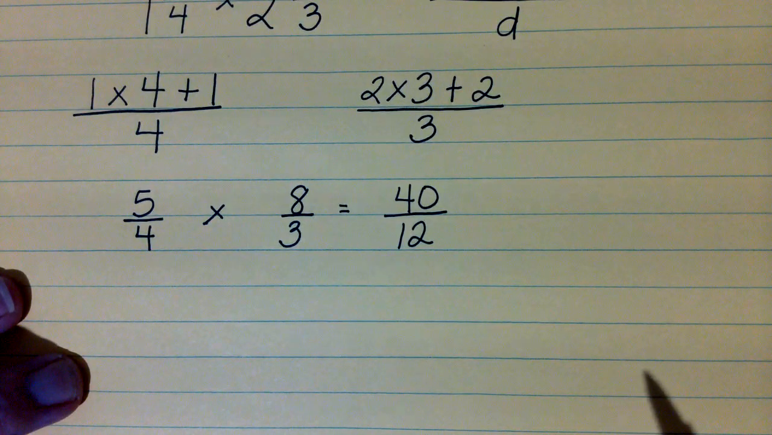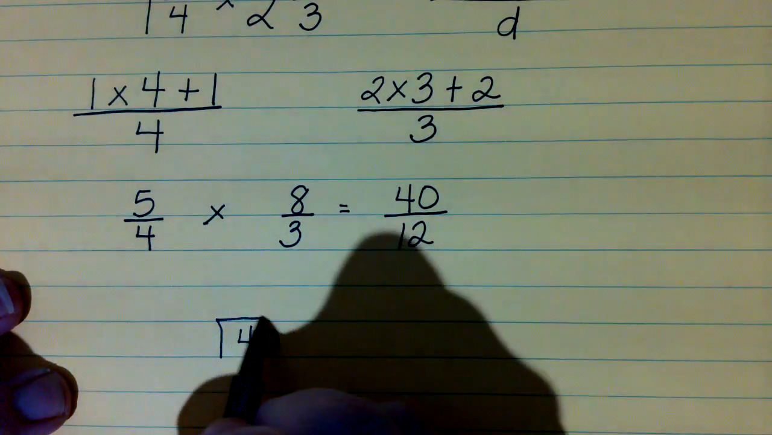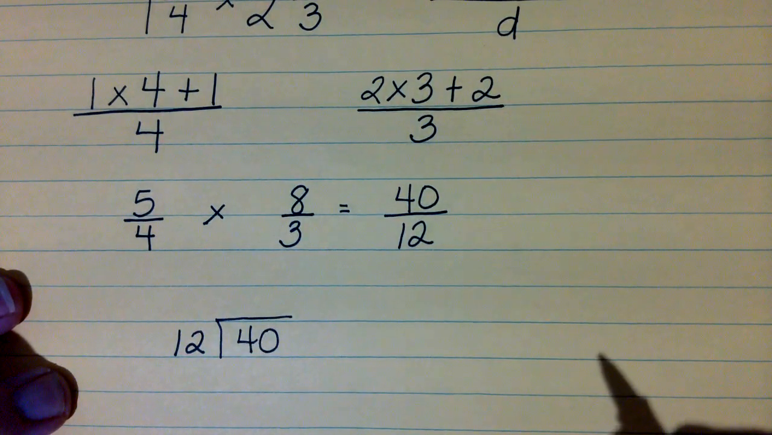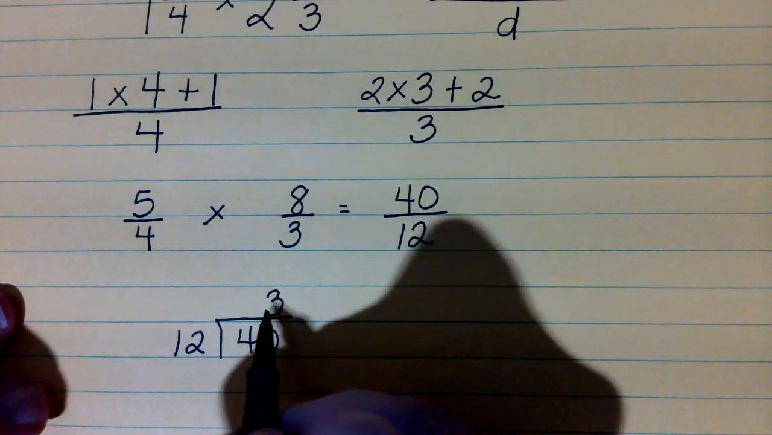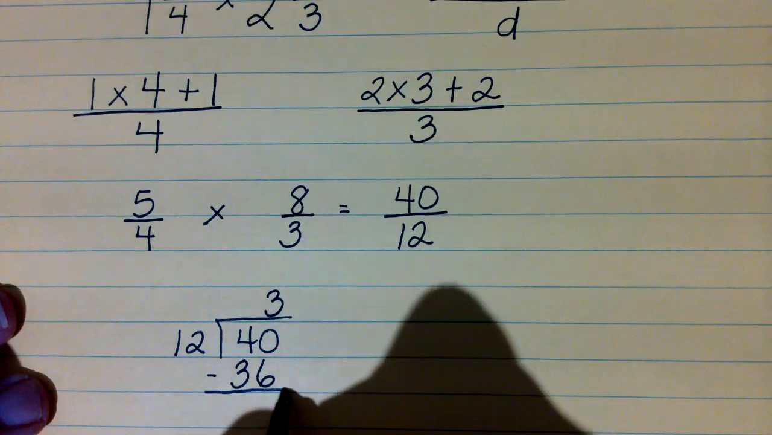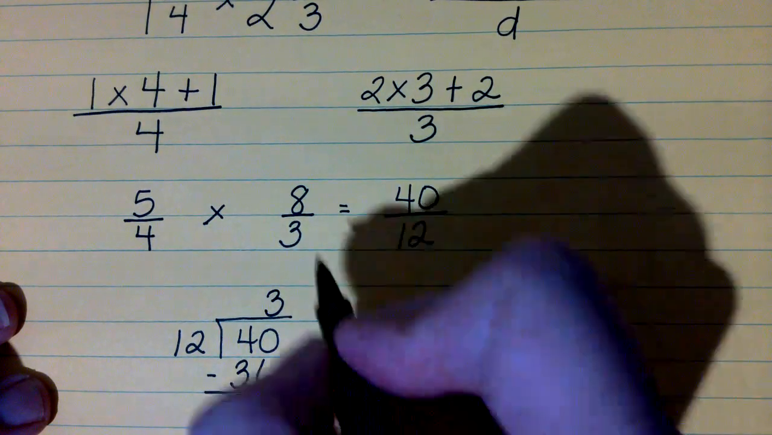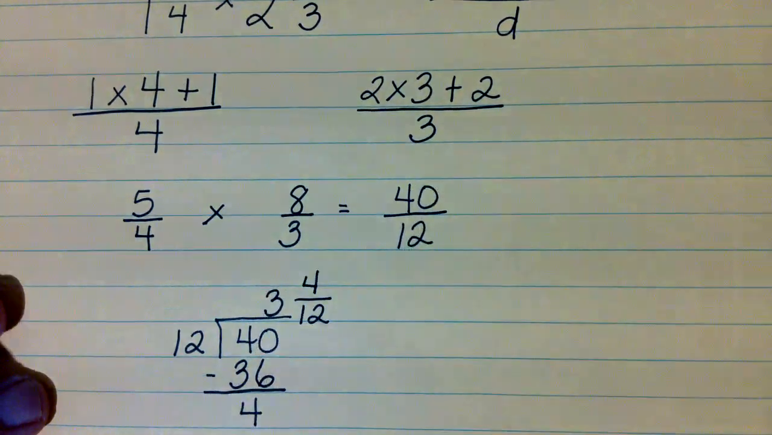Now we have to go and do our conversion back to a mixed number. So I'm going to take 40 and divide it by 12. So I know that 12 can go into 40 3 times because 3 times 12 is 36. And this leaves me with 4 left over. I know that this remainder becomes my numerator and the 12 remains my denominator.